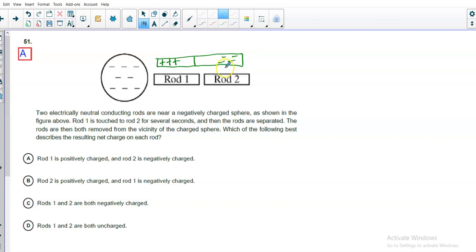The rods are then both removed from the vicinity of the charged sphere. Which best describes the resulting net charge in each rod? So rod 1 is going to be positively charged, and rod 2 is negatively charged. A is our right answer.